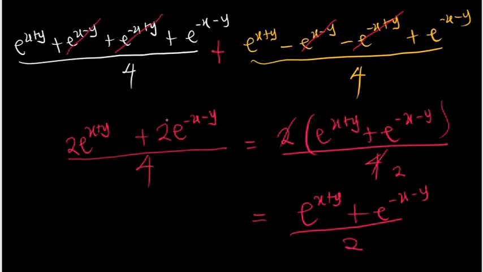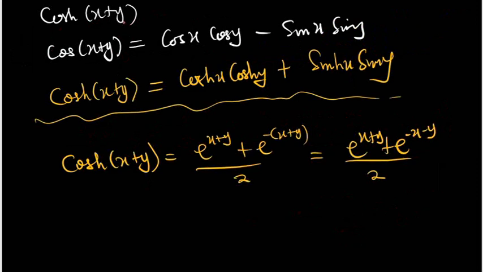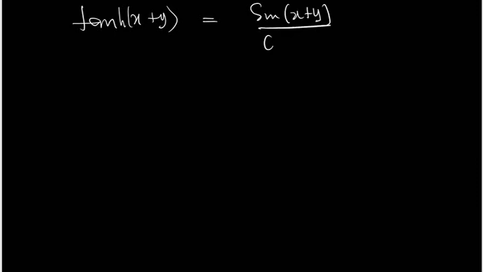So it is indeed a proof that when you have cosh x plus y, you can expand it as cosh x cosh y plus sinh x sinh y. Let's do the last one, the tanh x plus y. In doing this, we'll use the identity for tanh. This is the same thing as sinh x plus y over cosh x plus y. Now we know the identity for the numerator, so let's replace that.